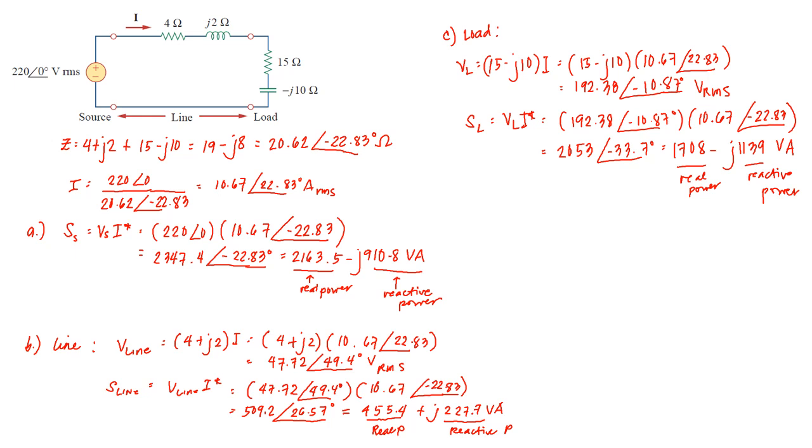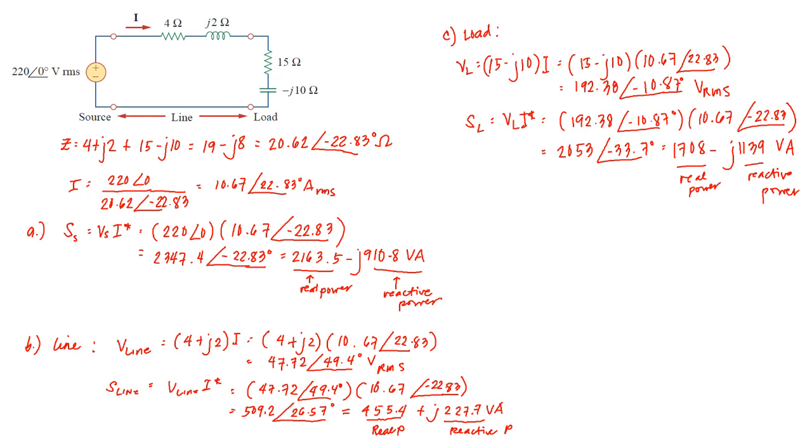So from this rectangular form, we know that the real power is 2163.5. This is our real power. And this one is the reactive power. So that is the real power and reactive power absorbed by the source.